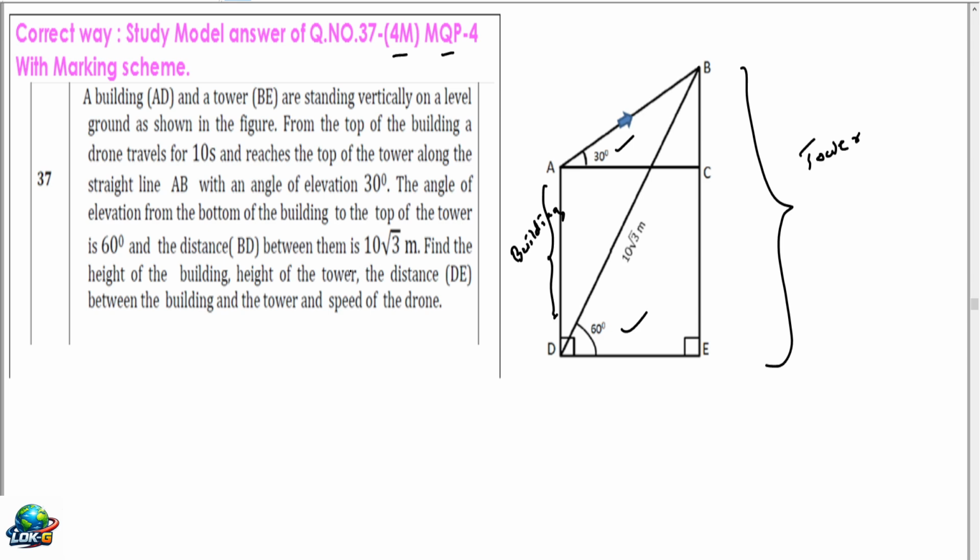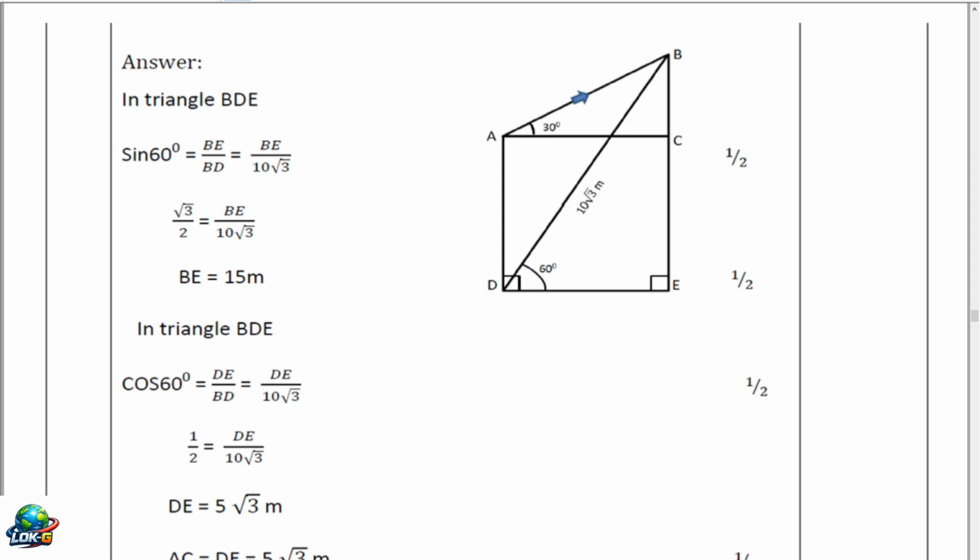And the distance BD between them is 10 root 3. 10 root 3 is given. Find the height of the building, the height of the tower, and the speed of the drone. 3 questions are asked. Very interesting questions, my dear students.